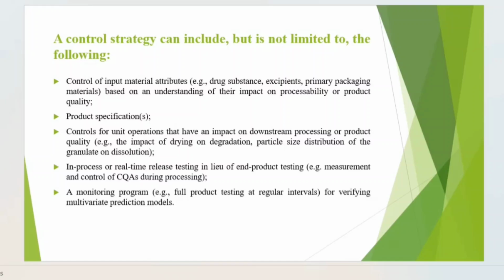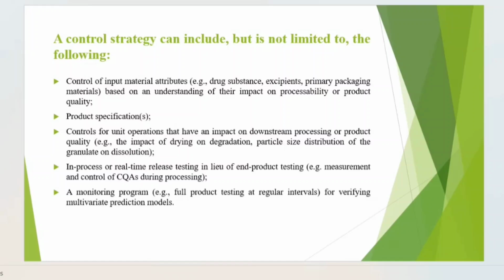Then control of unit operations, those unit operations which have an impact on product performance, those unit operations we also need to check. Then a monitoring program, full product testing at regular intervals for verifying. There are multiple control strategies which we can implement to get a good quality product.